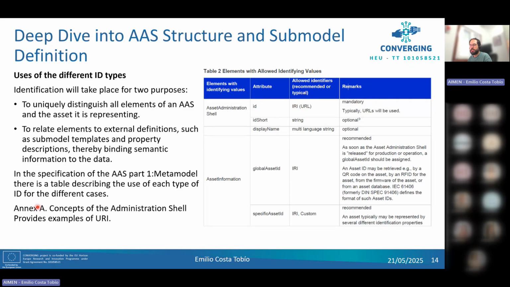Also, in Annex A of the document, there are some examples. If you want to create your own AASs, there are examples of how to create these URIs to identify your asset administration shell. There are two main needs for these IDs. One is, as I mentioned, to distinguish between different AASs and their components. And also, if we want to link to something external, for example, if we want to add semantic information to a property, we need to link it using an identifier to this external dictionary that adds the semantics.